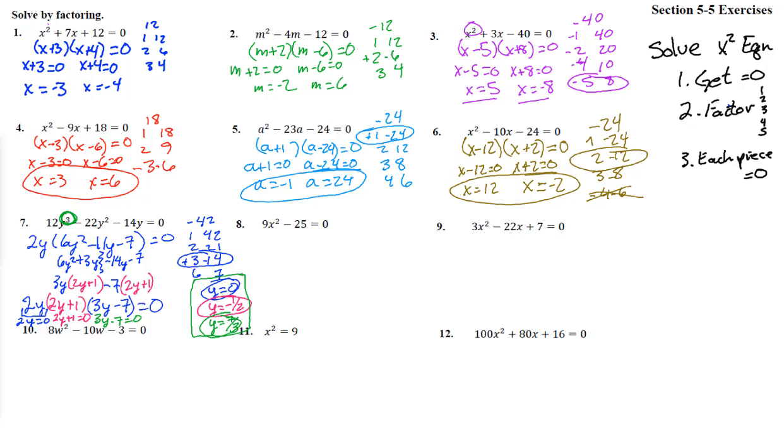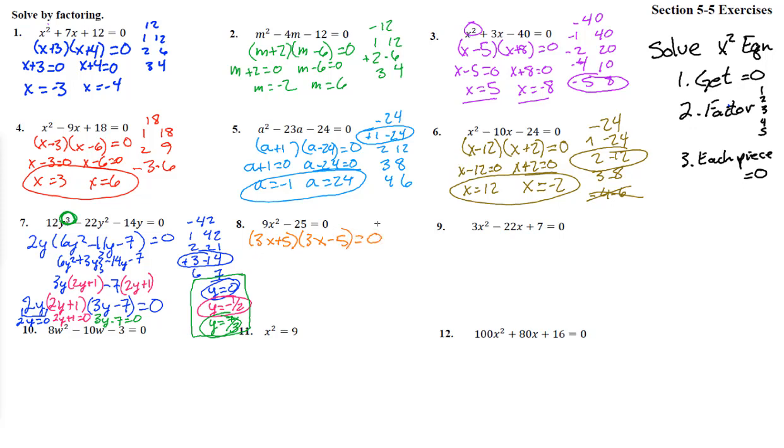All right, let's try number 8. Get it equal to 0. Check. Okay, got that. Now factor. Is there any greatest common factor? No. 2 terms, and there's a subtract sign, so this will be a difference of squares or difference of cubes. 25 and 9, they're both perfect squares. So this is 3x plus 5 and 3x minus 5 equals 0.